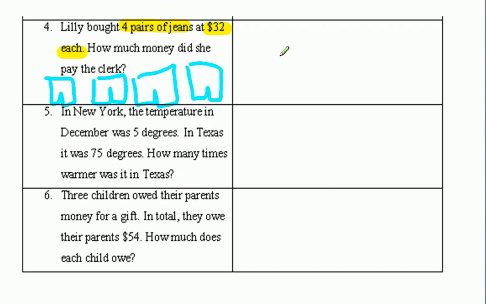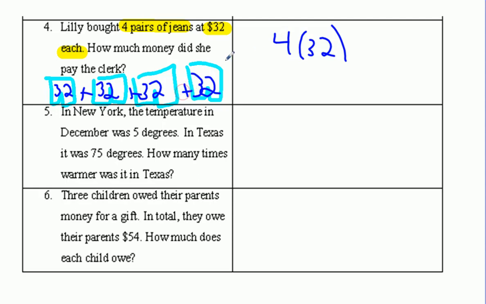Okay, so I'm buying 4 pairs of jeans, and each one is costing $32. So that means this one costs $32. That means this one costs $32. You get the idea, right? So if each one costs $32, that means I have to do 4 times 32. I could also do 32 plus 32 plus 32 plus 32, but we all know a faster way to do that is to multiply.